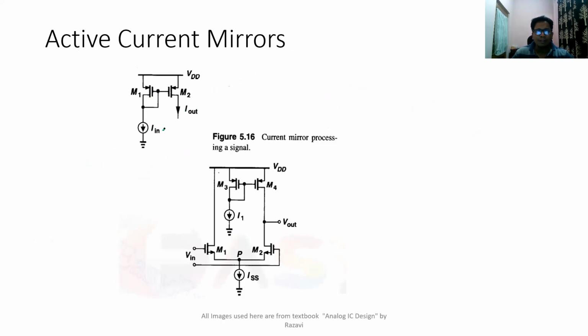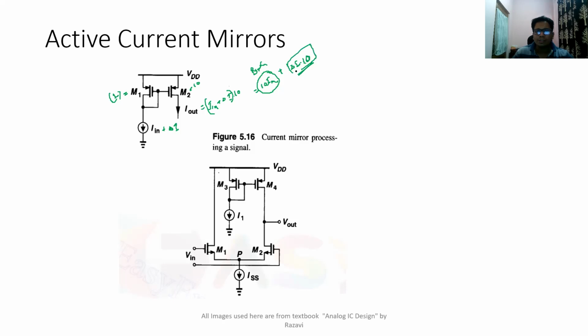To this input, if there is some change, delta I, then your I out will also become I in plus delta I. For example, if you have chosen the W by L ratio of M1 to be equal to 1 and W by L ratio of M2 equal to 10, then this becomes 10 times I in plus 10 times delta I. So this 10 into I in, you can treat it as a bias current, plus the small change multiplied by 10, which is the amplification.